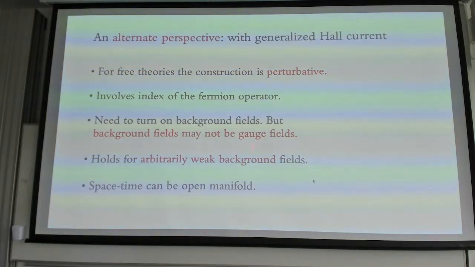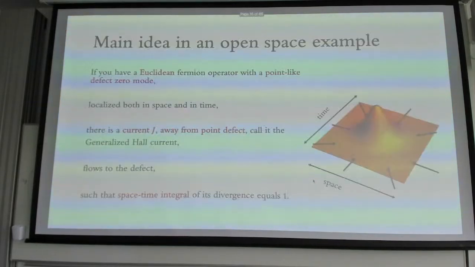So here are some features of the construction that I'm going to show you. Again, for free theories, the construction is going to be perturbative. It doesn't matter if you're describing quantum Hall effect or not. For all the examples that I'm going to discuss, it's going to be perturbative. This is going to involve the index of the fermion operator, and I will need to turn on background fields. They don't have to be gauge fields, as you will see. It's going to hold for arbitrarily weak background fields, and space-time can be an open manifold. Okay, so these are some of the things that you will see as I go on.